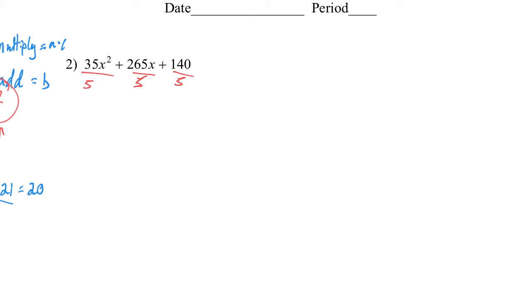I cannot divide by an x because the 140 does not have an x. So I just put the 5 in the front. 35 divided by 5 is 7. Keep the x squared. 265 divided by 5 is going to be 53.